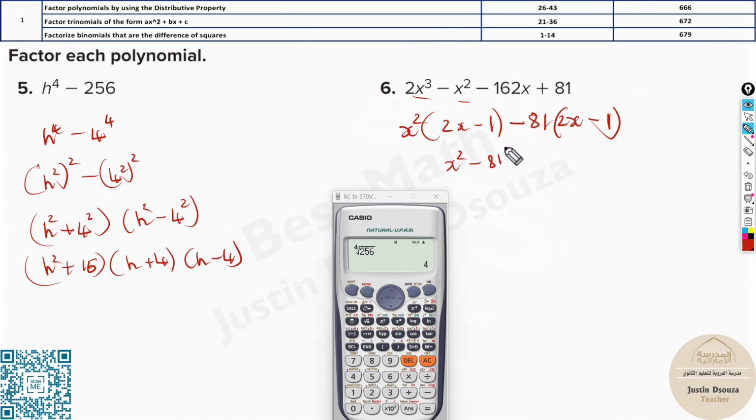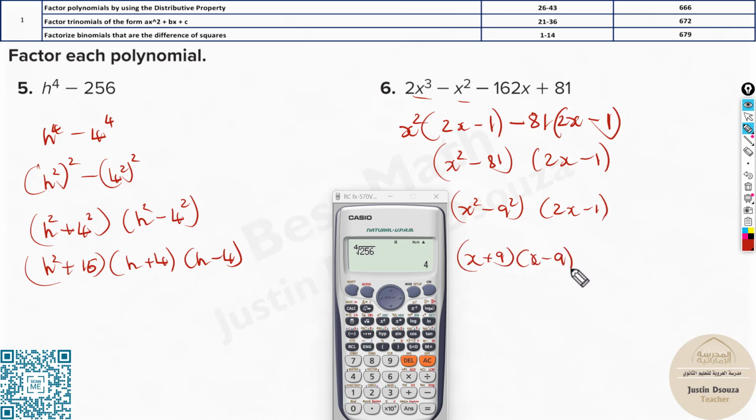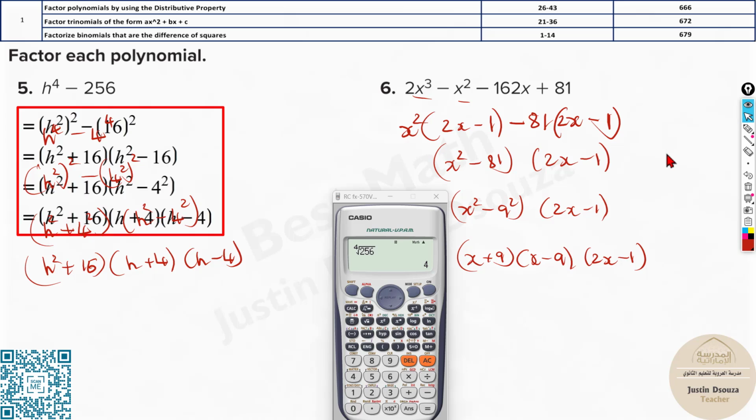So this is x squared minus 81 times 2x minus 1, that will be the answer. But now it's not over. Why it's not over? Because here you can use the difference of squares, isn't it? This is x squared minus 9 squared. 81 is 9 squared. And then 2x minus 1. So it'll be x plus 9, x minus 9, 2x minus 1. So that would be the final answer.